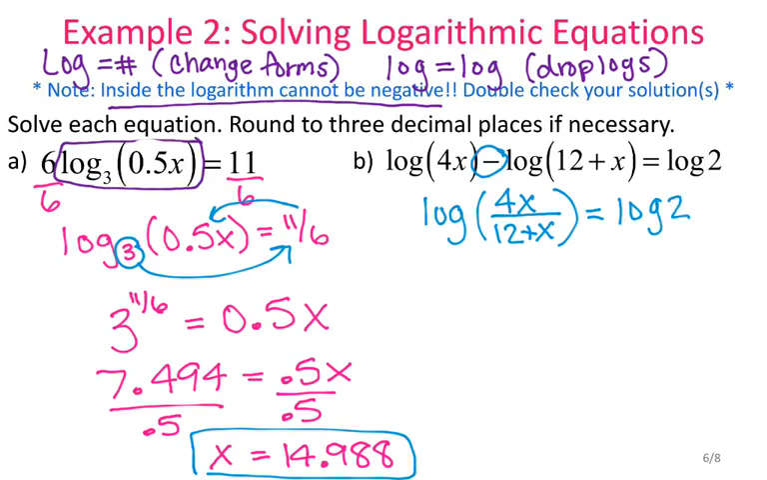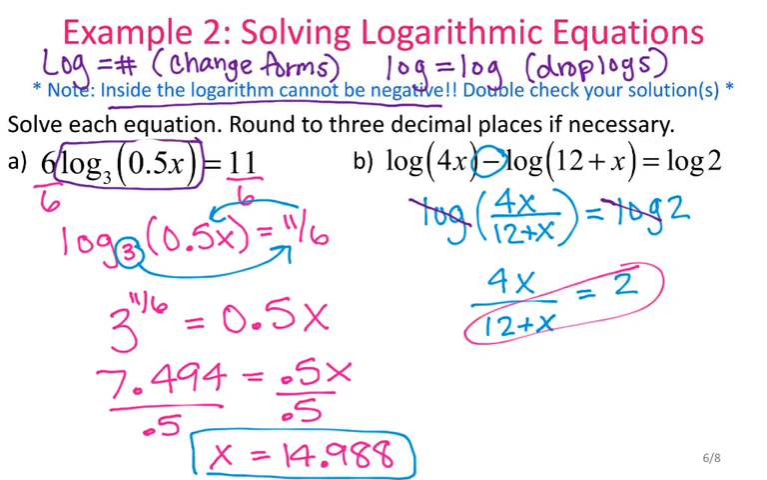Now looking at this equation, I have logs on both sides. That type of equation means that I can drop my logs, and I can set what is inside my logarithms equal to each other. And over here I have a fraction, so I'm going to go ahead and cross multiply. I'm going to multiply those two together. That gives me 4x equals 2 times 12 plus x. Distribute the 2, gives me 24 plus 2x.